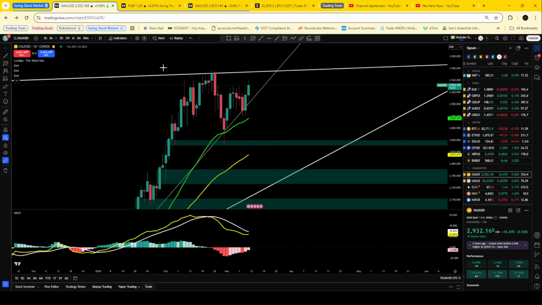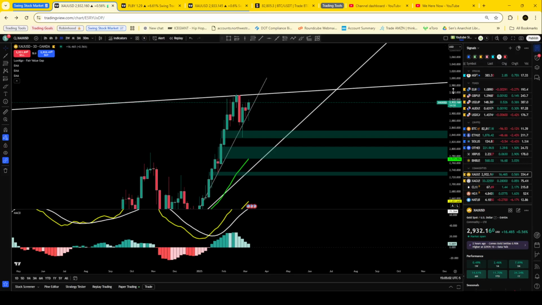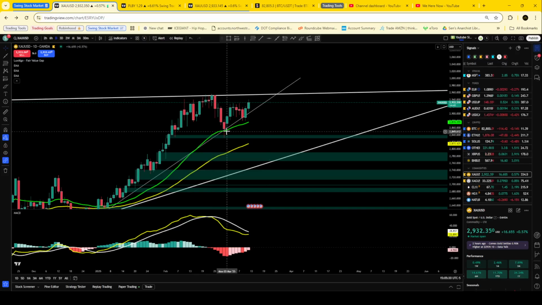So on the 3 day, which ends in about an hour, right now it is engulfing the previous candle. Let's move it down to the daily. It just recently touched the 30-day EMA, and the MACD is showing reversal soon.